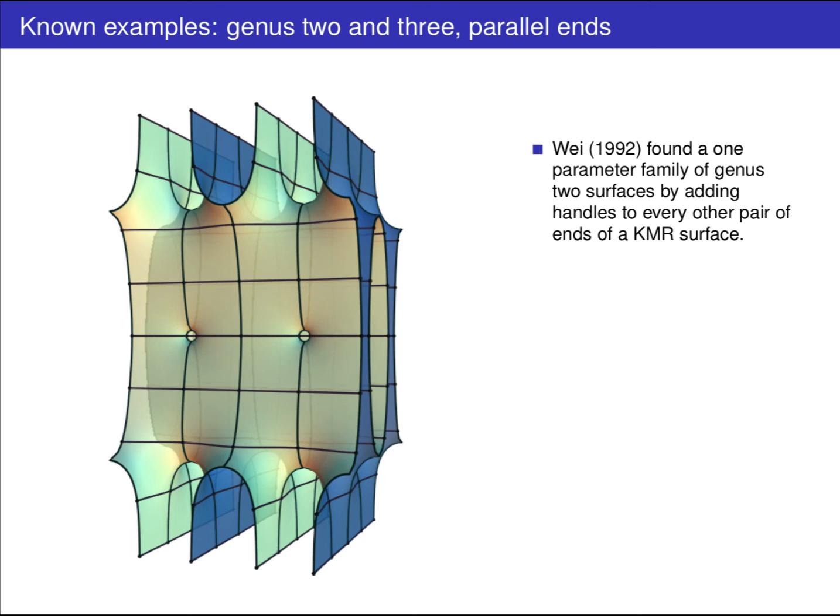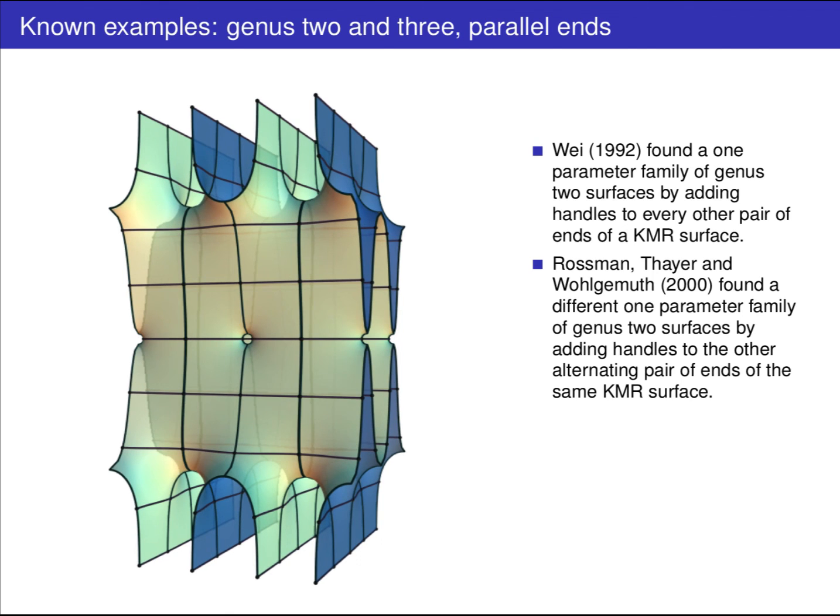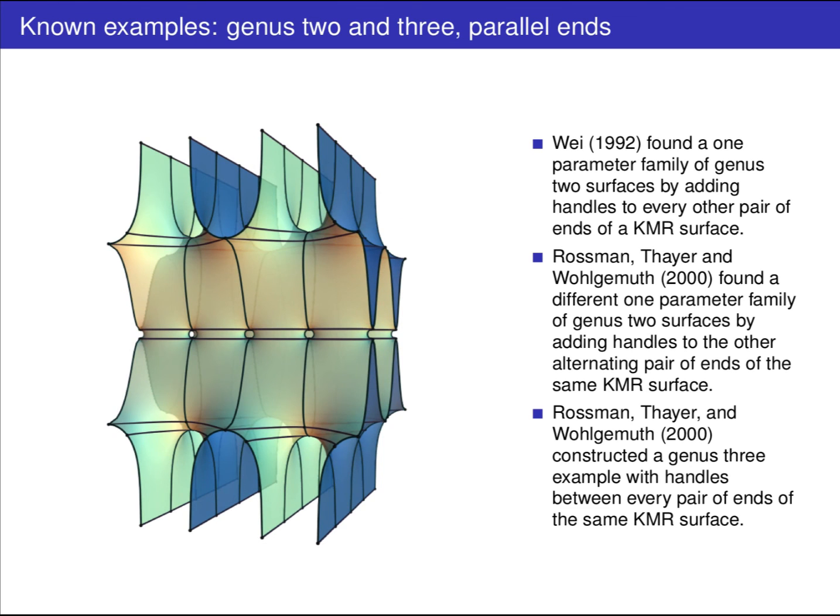Wei in 1992 found a one-parameter family of genus 2 surfaces. He took the KMR surface and then he added these handles between every other pair of ends. Rossmann, Thayer, and Wohlgemuth found a different one-parameter family of genus 2 surfaces by adding handles to the other alternating pair of ends of the same KMR surface. And then Rossmann, Thayer, and Wohlgemuth also constructed a genus 3 example with handles between every pair of ends of that same KMR surface.